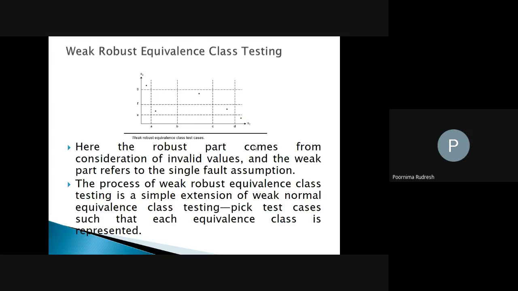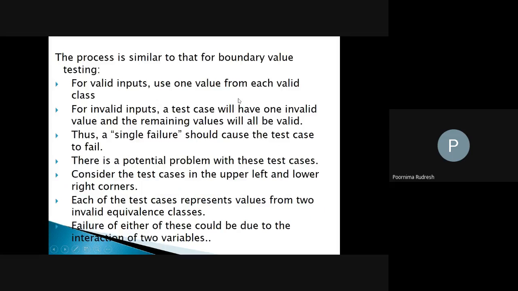See here, if we consider this, this is the invalid value. One is the invalid value and the remaining are the valid inputs. Or if you consider this case, this is the invalid value and the remaining three are valid ones, like that. Okay. So for the valid inputs, we'll use one value from each valid class, and for the invalid inputs, we'll consider the test cases that have one invalid value and the remaining values will be valid.